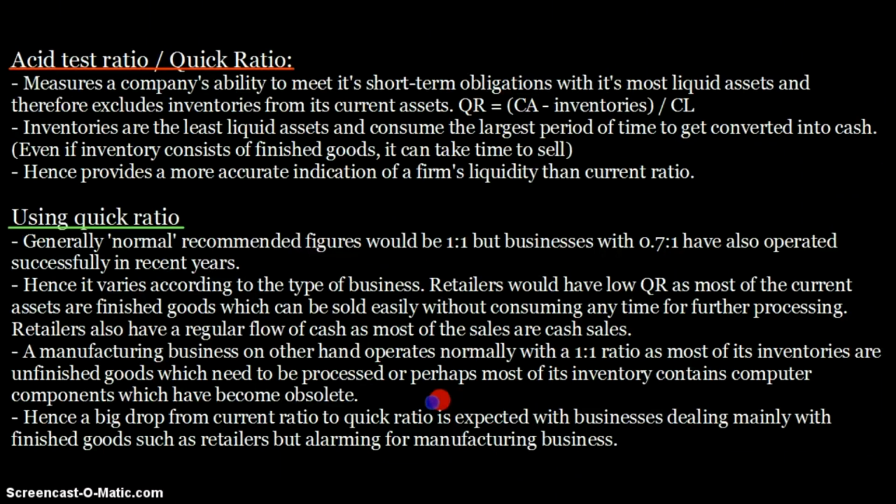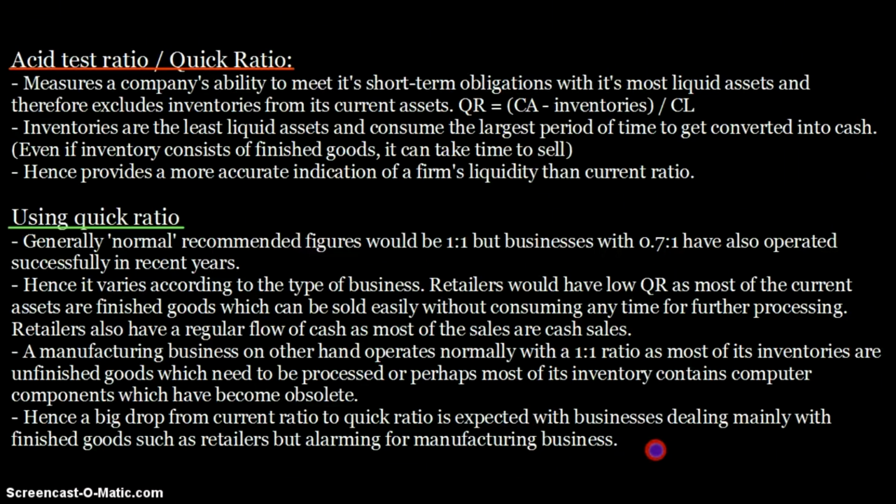Hence, a big drop from current ratio to quick ratio is expected with businesses dealing mainly with finished goods, such as retailers, because they mainly rely on inventories, but that's okay since they know their inventories can be converted into cash rapidly. But it is alarming for a manufacturing business because they can't rely on inventories. The inventories need to be processed further into finished goods, and it's all time consuming. And then again, there's the point of credit sales, so they can't rely on inventories.